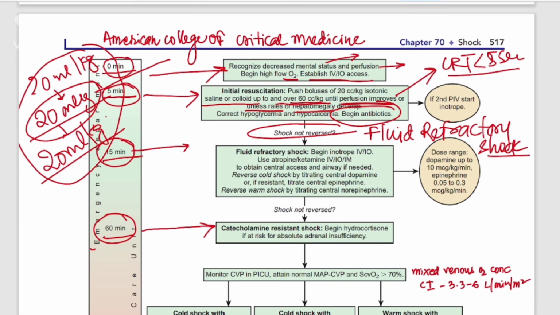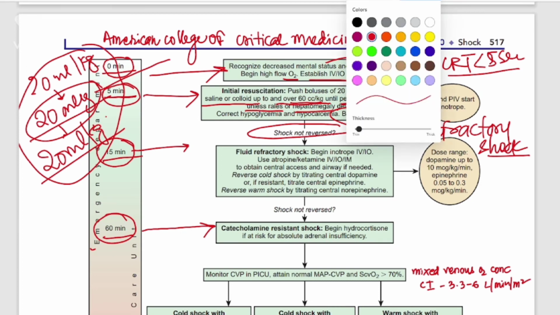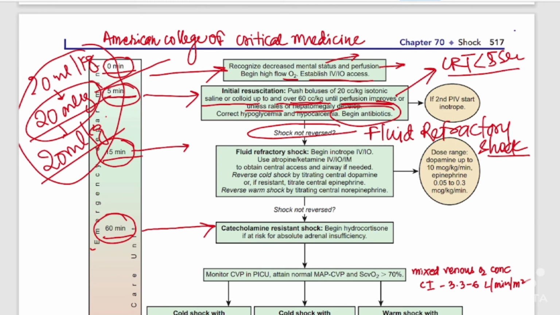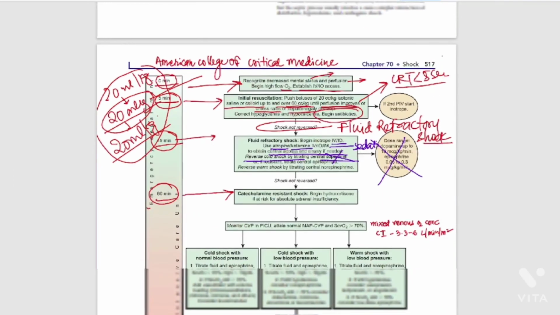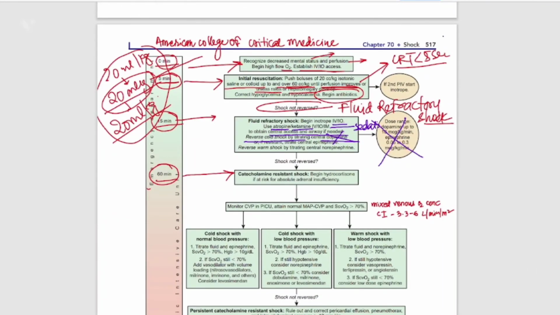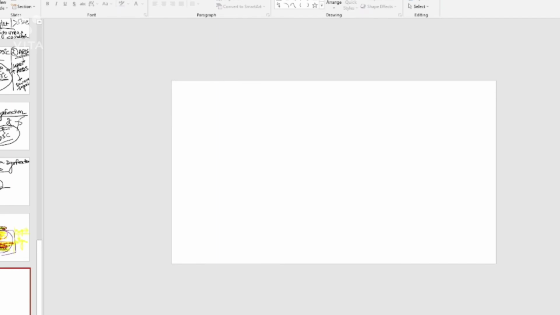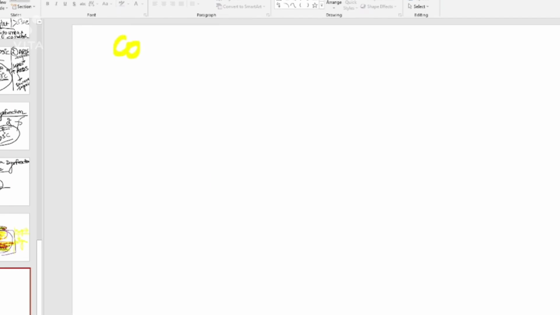So here comes the change, here comes the catch. The starting of dose. Here, begin inotrope via IV or intraosseous access. Use atropine or ketamine if required for sedation, to obtain central access or airway if needed. Reverse cold shock by titrating. This is the catch. What are the new guidelines? The new guidelines say, if you are looking at cold shock, I'll tell you. What do you mean by cold shock?